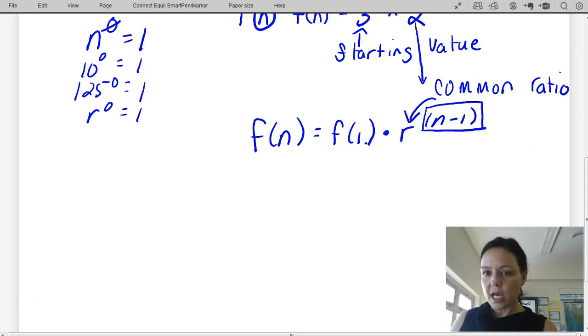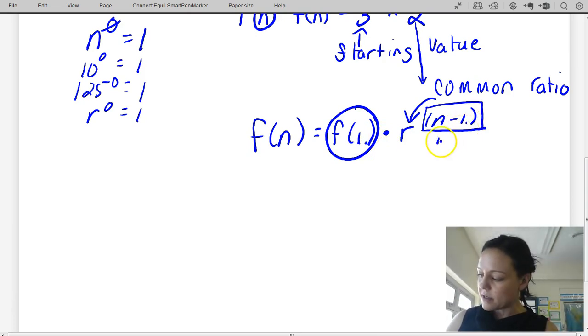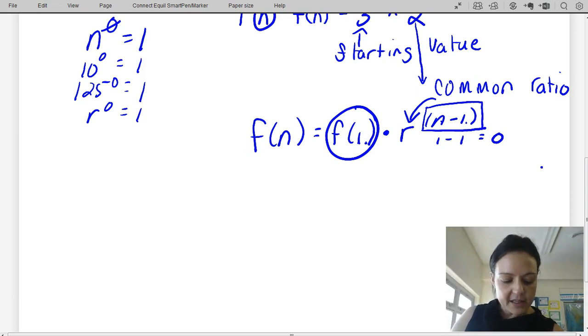is represented by 1, because that way our starting value is represented by f of 1. Because when I put 1 minus 1 here, that's going to be 0, which makes this whole part, r to the n minus 1, r to the 0, a 1, and 1 times the starting value is just going to be the starting value. So that is why it looks that way, okay?